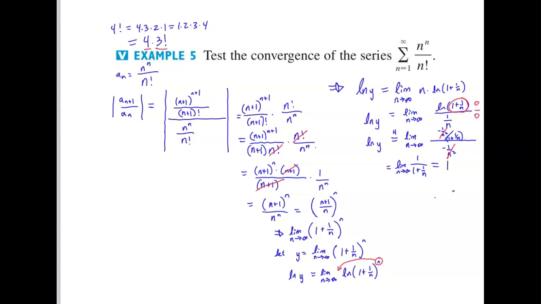1. Now, that's not the limit we were looking for, because remember, we were looking for y, and this is actually the limit of natural log y. So how do I undo the log? I have ln y equals 1. I'm going to exponentiate by e. I get y equals e. So our true limit is e.